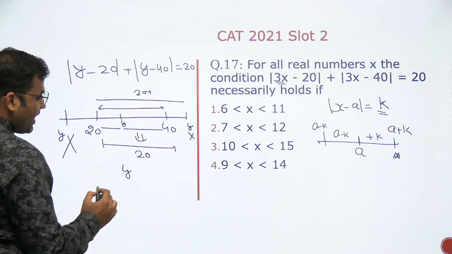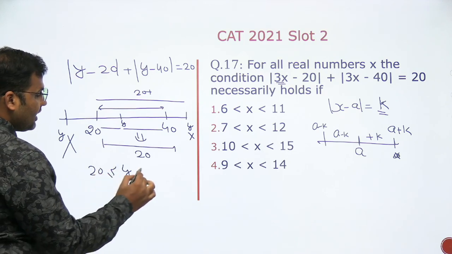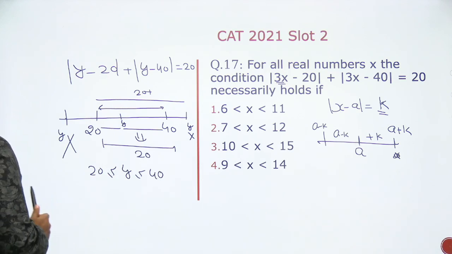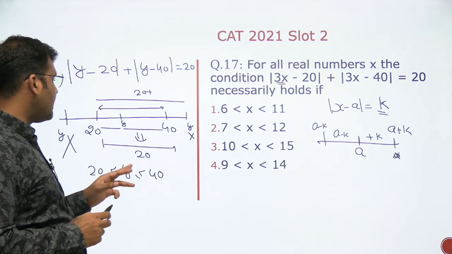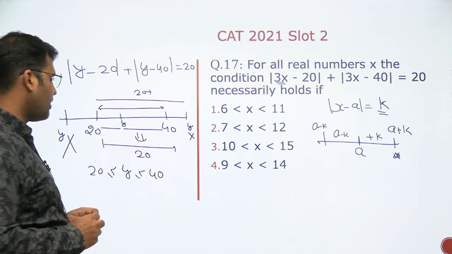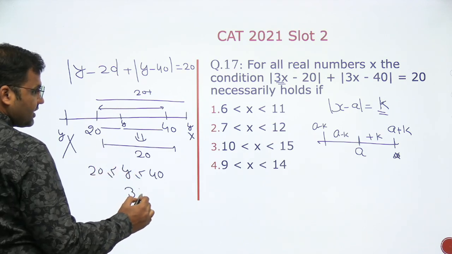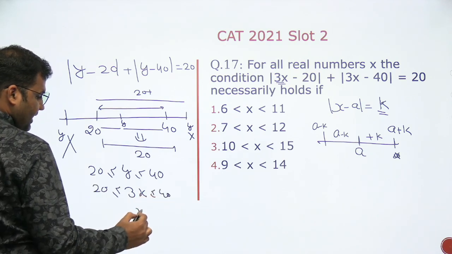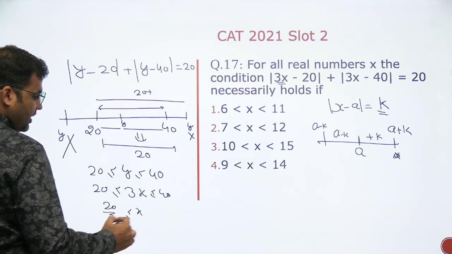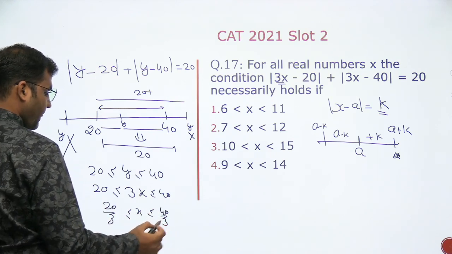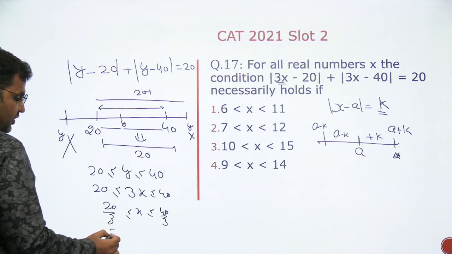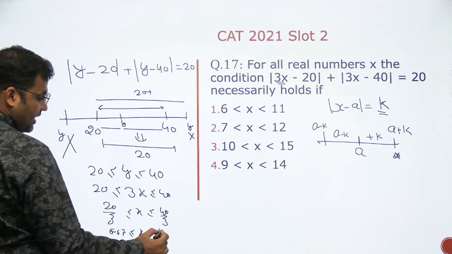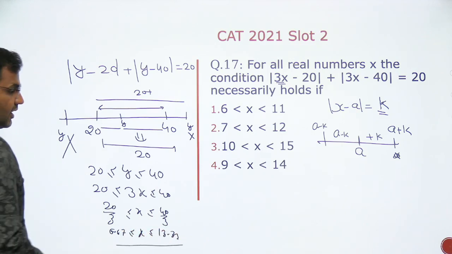So can I say y would be greater than equal to 20 and less than equal to 40? Ye hona chahiye, right? And because distance should be exactly equal to 20, to equality bhi aa sakta hai, koi problem nahi hai. So that means 3x ka value would be greater than equal to 20 and less than equal to 40. So x का वैल्यू 20 बाई 3 से बड़ा होना चाहिए, 40 बाई 3 से छोटा होना चाहिए. दैट मीन्स x का वैल्यू 6.67 से बड़ा होना चाहिए, राइट? और 13.33 से छोटा होना चाहिए.